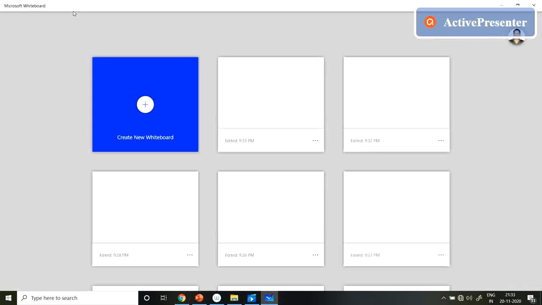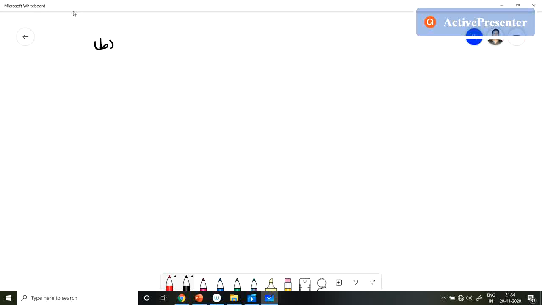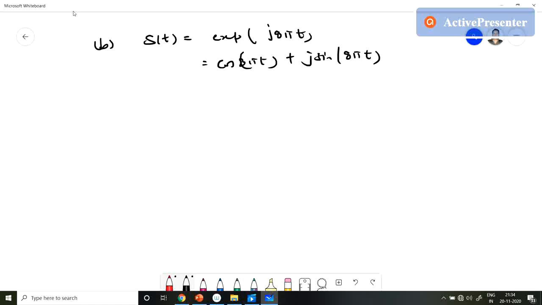Let us discuss part B, s(t) equals exponential j 8 pi t, that is cos 8 pi t plus j sine 8 pi t. So that is also periodic, because complex exponential signals are always periodic.